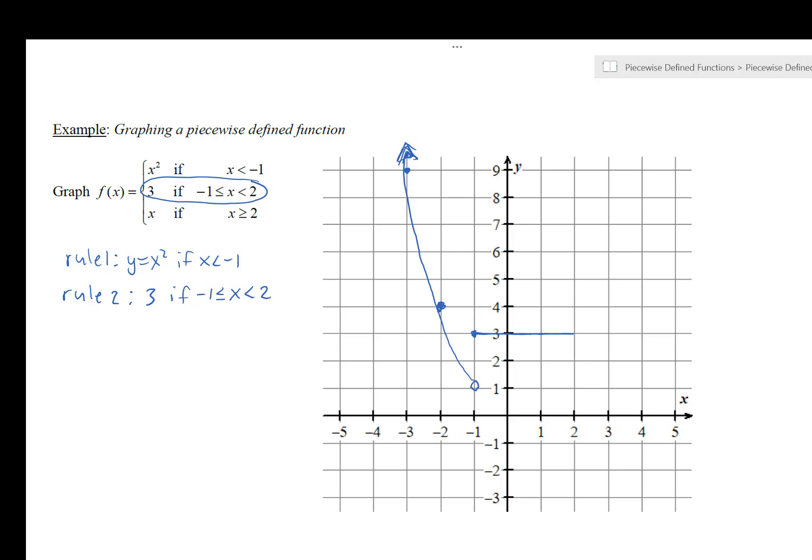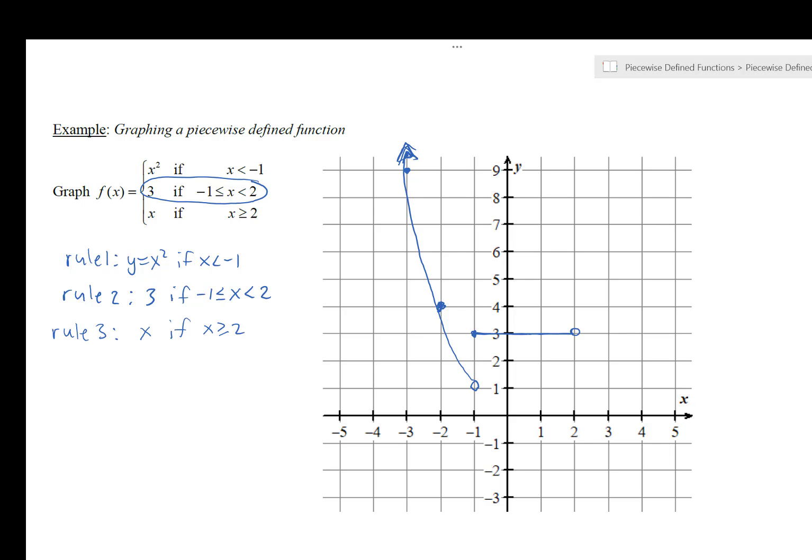But once again, once we get to 2, we don't have a value there. And so it switches rules. So we put the little open circle, the hole. It's now going to behave like the third rule when x is 2, and that rule is just x. And that's true if x is equal to 2 or bigger than 2.